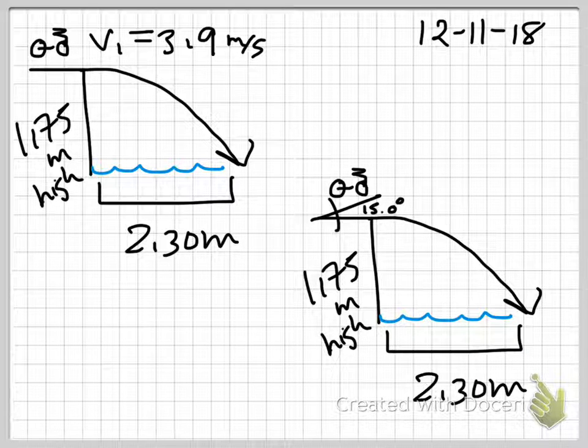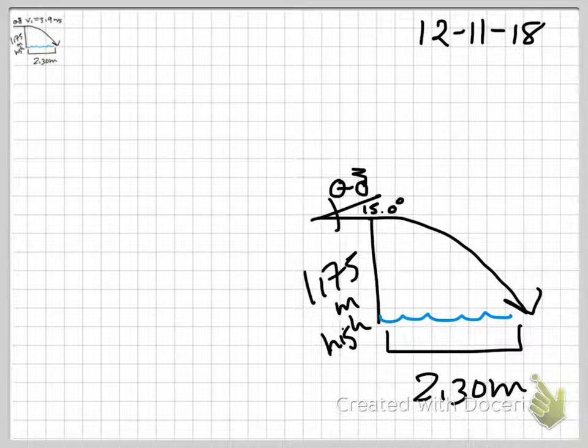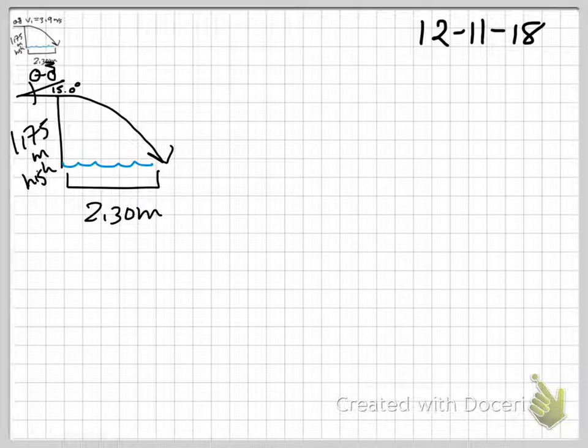So I'll shrink all of that to a tiny little speck in the corner where we can pull it back up if we need to. And this is now what we're working with. So what do we want to know? Well, we want the initial velocity.